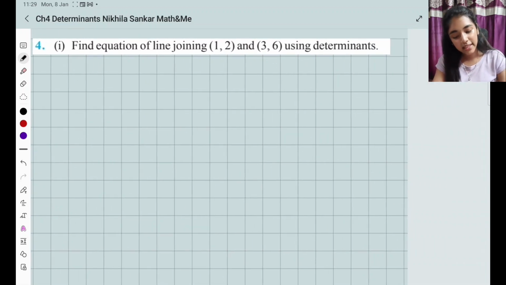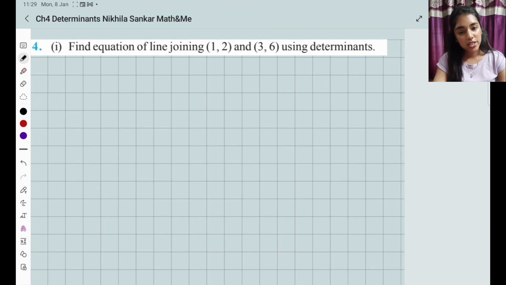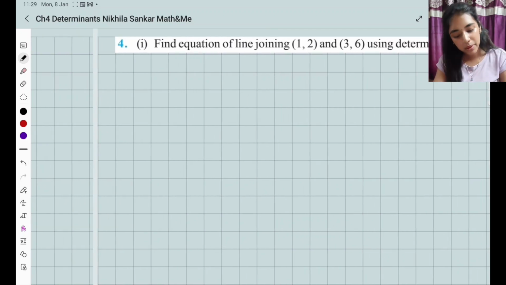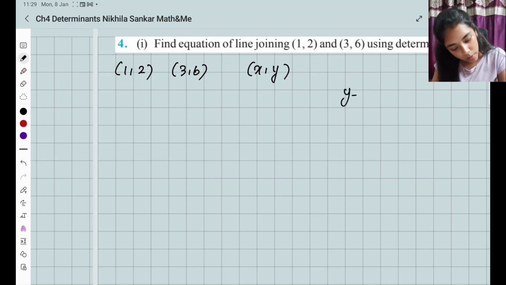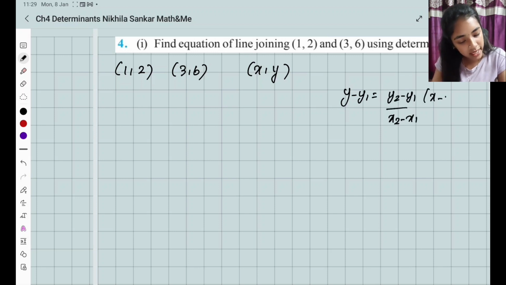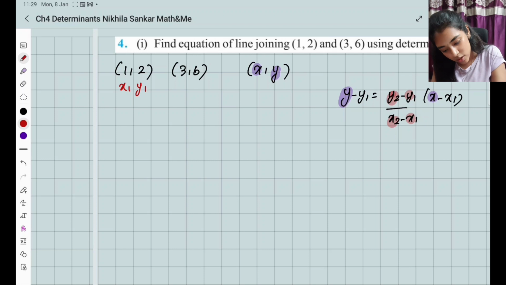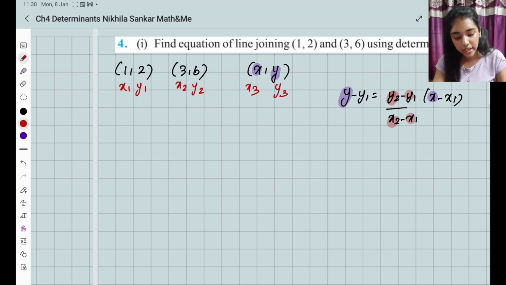Now question number 4. Find the equation of the line joining the 2 points using determinants. We have put a similar question. So how are we going to do this? So I have 2 points, right? So 1, 2, 3, 6. I also need the x, y. Now what do we do for straight lines? We have y minus y1 equals y2 minus y1 divided by x2 minus x1 times x minus x1. So what is here? x1, y1, x2, y2 is one point. But third, there is a y and x here, so that is this x and y. So this is going to be x1, y1, x2, y2, x3, y3 and the area has to be 0. Because all of these are on the same line.